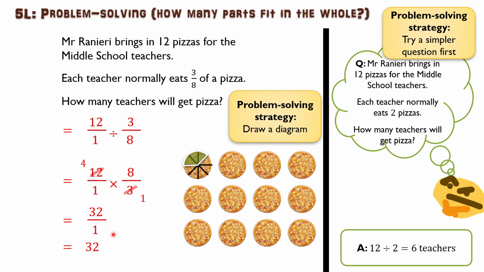Now, it's good to have a unit. What unit might it be? What does this 32 mean? The question was, how many teachers will get pizza? So the unit here is we're just counting teachers. So the correct answer is that 32 teachers, exactly 32 teachers, will get fed. Not one more, not one less.